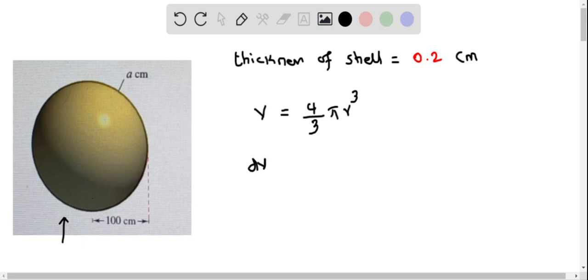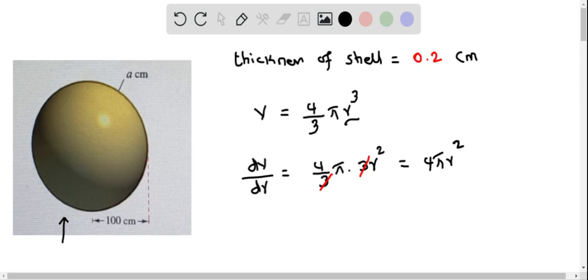So it gives dV over dr. This is the change in volume. This equals 4/3 pi, which is a constant, so I just write it as it is. And then we differentiate r cubed with respect to r, which gives 3r squared when we use the power rule. Now we see that we can cancel this 3 and this 3 as well, and so this reduces to 4 pi r squared.